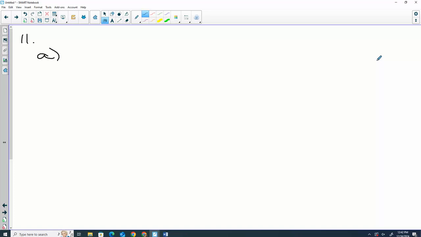So starting on the left, where is the first place? -4. What is the reason there? You could say a discontinuity. You could say the limit does not exist. Couple different options there.